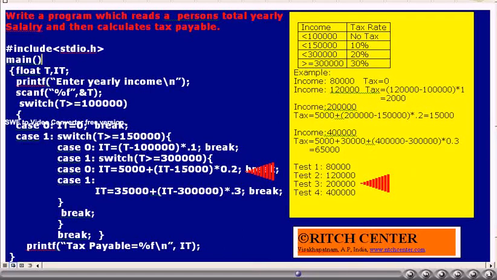Now we assume that the user has entered 2 lakhs as the total income. The outermost switch statement will be true, so case 1 of it will be executed. The middle will be true, case 1 of it will be executed. Then the innermost, that is T greater than or equal to 3 lakhs, that is 300,000? No. Thus case 0 of it will be executed.